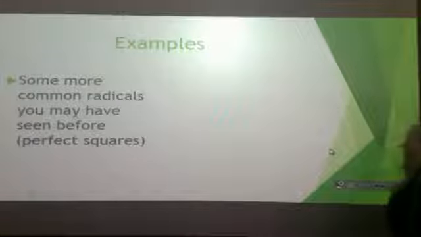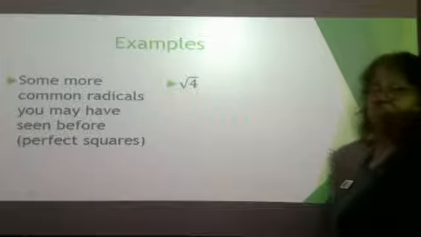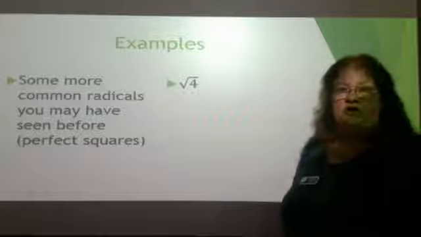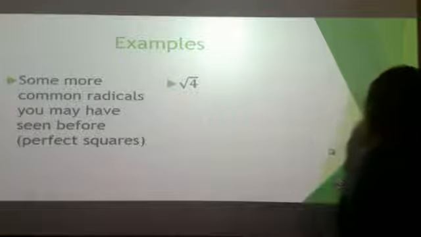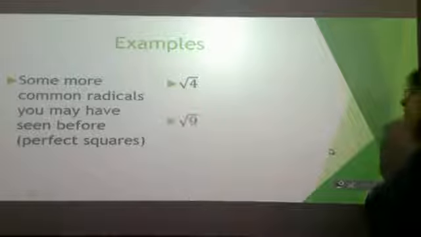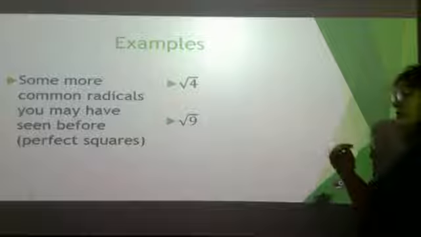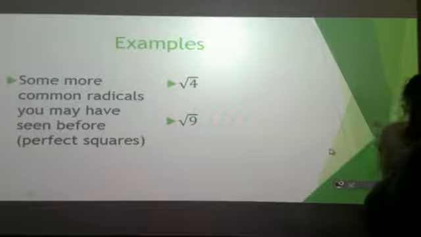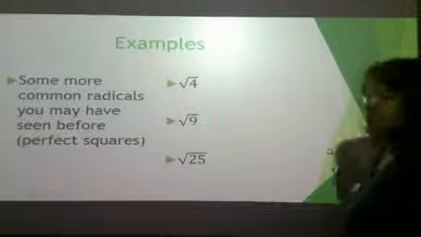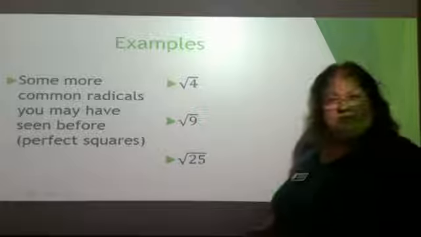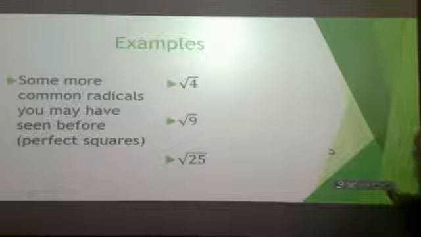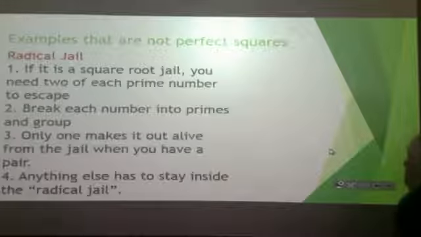All right, some of the ones I think you probably have seen, square root of 4. Most of us know 2. There might be some others you're thinking right off the top of your head. 9, most of us know 3 times 3. So you're noticing pairs. It's when their factors match. 25, same thing, 5 times 5. All right, so let's look at some that are not.